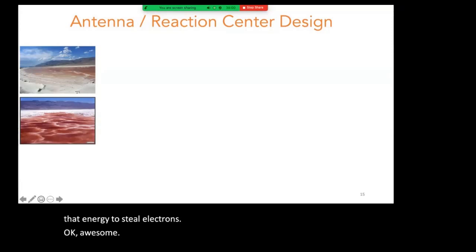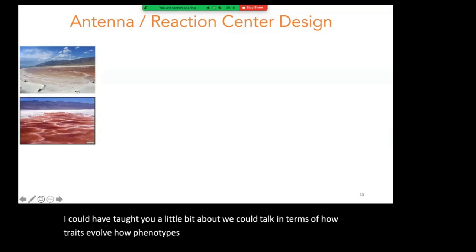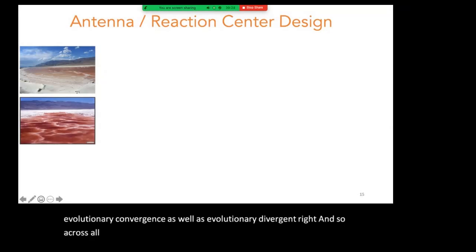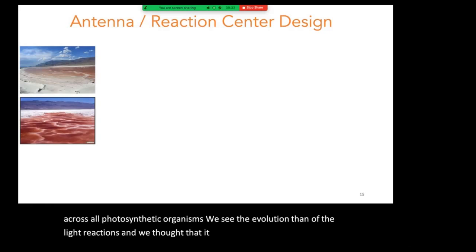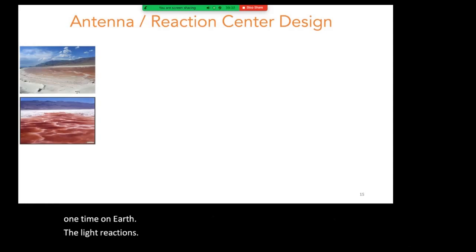All right, so what's really cool about evolution by natural selection is, if you remember back, I taught you a little bit about how we can talk in terms of how traits evolve, how phenotypes evolve, and we can talk about evolutionary convergence as well as evolutionary divergence, right? Across all photosynthetic organisms, we see the evolution of the light reactions. We thought that it had only evolved one time on Earth, okay? The light reactions. And in general, that's true.